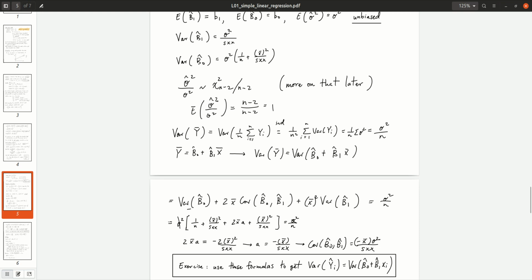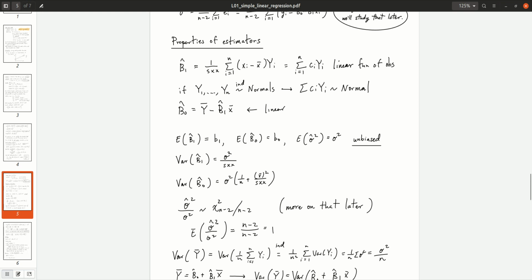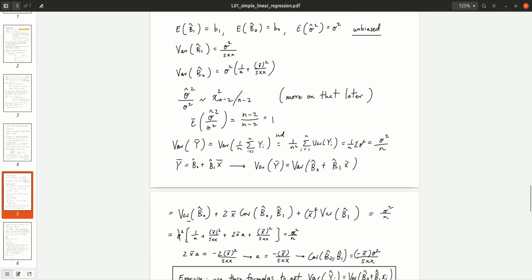Now, we know that this formula is true. This comes out of the formula for B0 hat. If we go back to that formula, B0 hat is Y bar minus B1 hat x bar. So if we just rearrange things, we get Y bar equals B0 hat plus B1 hat x bar. So that's just this equation here. Now that we have an equation, we could take the variance of both sides. And since it's an equality, the variances have to be the same on both sides. So the variance of y bar is the same as the variance of B0 hat plus B1 hat x bar.